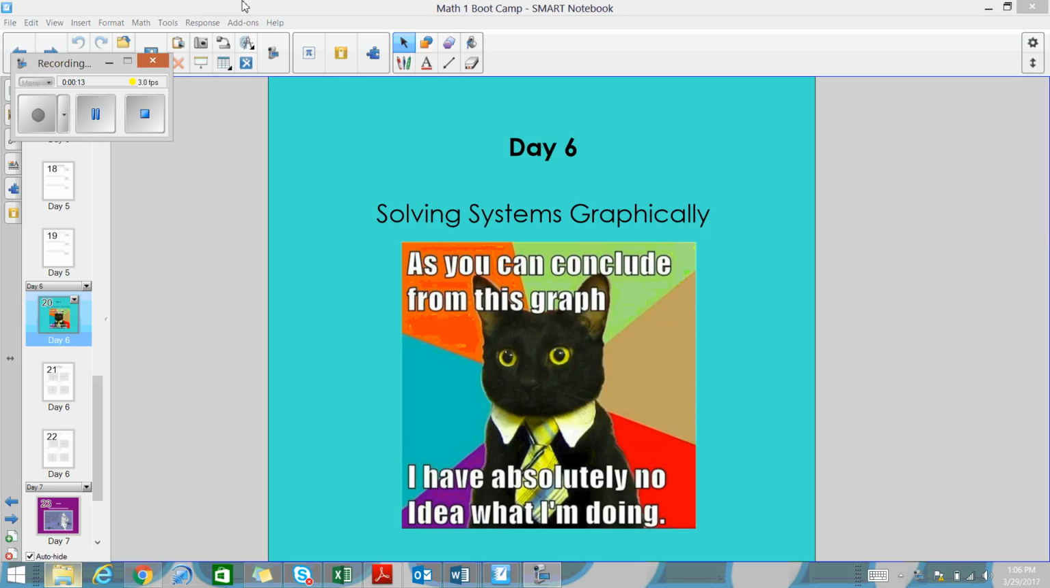We are solving systems graphically. That means we're just gonna graph lines and then find where the two different lines intersect, and we call that a solution where they intersect. So let's take a look at our first example over here on our first page.